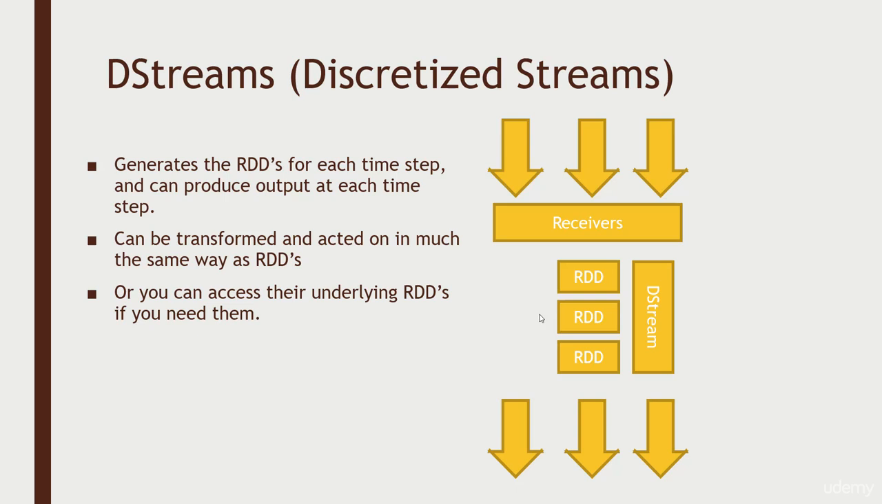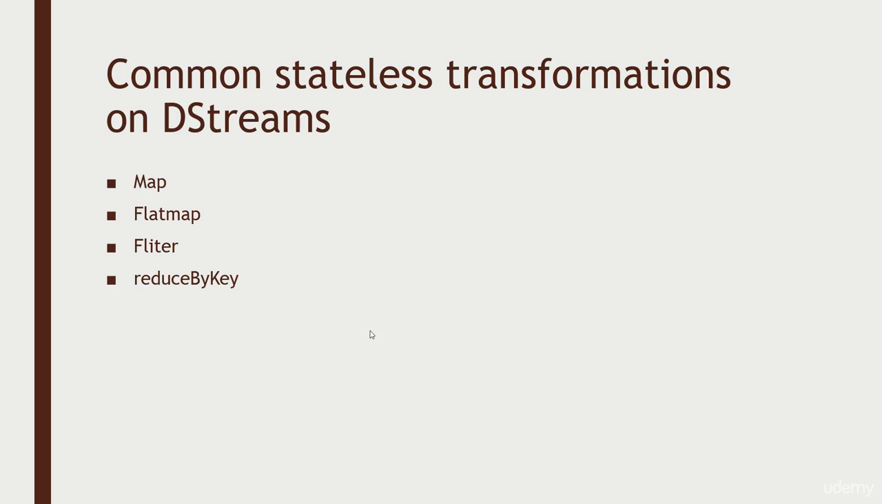With DStreams, you can still transform and map things and perform actions just like you would on an RDD, but that gets applied continuously over time as new batches of information get received. If you do need to get access to the underlying RDDs in a DStream, you can get those too. So sometimes you want to do something on an RDD that you can't do in a DStream. That is still possible. And on a DStream, you can do all the usual suspects.